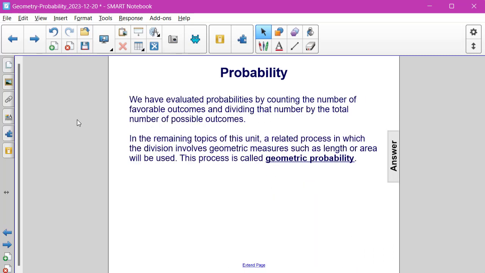We have evaluated probabilities by counting the number of favorable outcomes and dividing that number by the total number of possible outcomes. In the remaining topics of this unit, a related process in which the division involves geometric measures, such as the length or area, will be used. This process is called geometric probability.